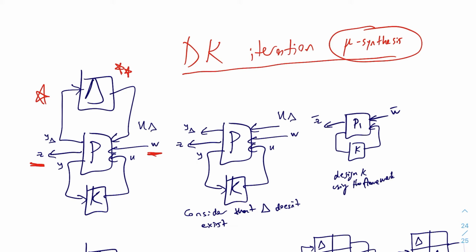This is the extremely official and mathematical definition of the mu synthesis problem. Of course, delta, the perturbation, has to be bounded, otherwise it could be infinity, and it wouldn't be possible to design a K at all. So it has some constraints that it needs to satisfy. Okay, so let's record that.